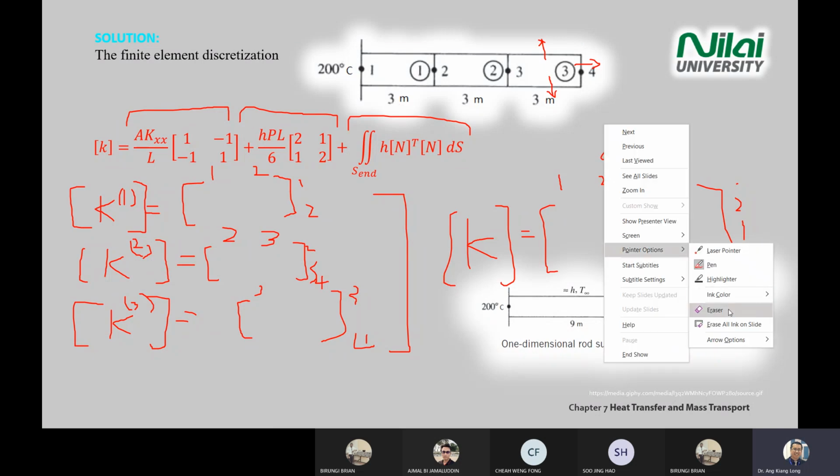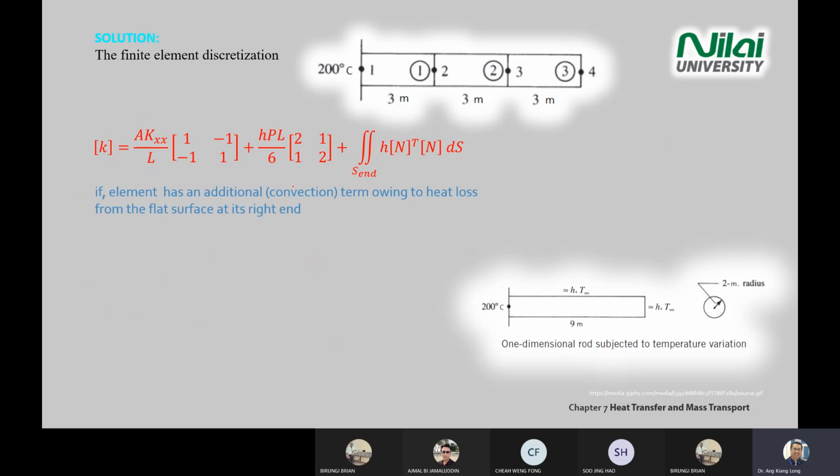Okay, I think all of you understand the concept, so I'll just go ahead and give you the answer. Basically the next step, we just transfer this into the equation.